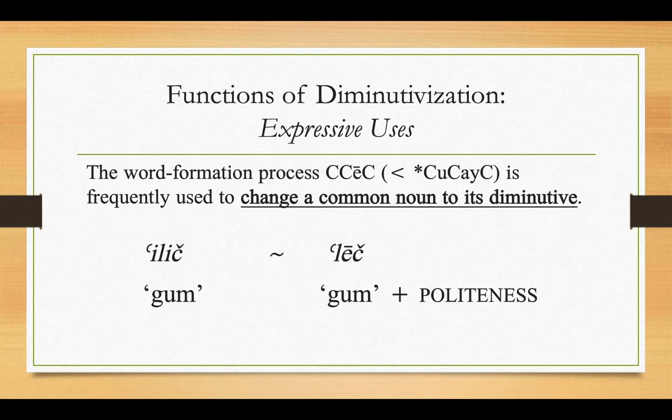Alich means gum, but alayich means gum, but you're referring to it in a polite way. So this is an expressive use of the diminutive. And the diminutive in this word might not denote smallness at all. In fact, it might be lacking in semantic sense. So it's purely used in a pragmatic way here, and it's also optional.